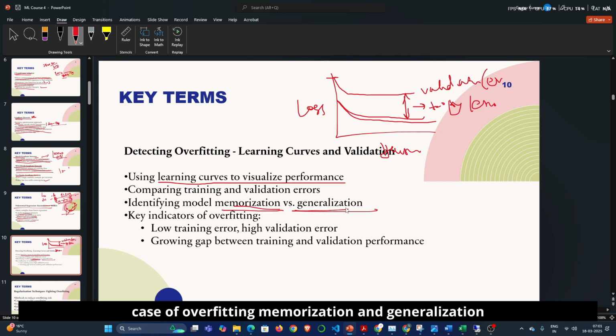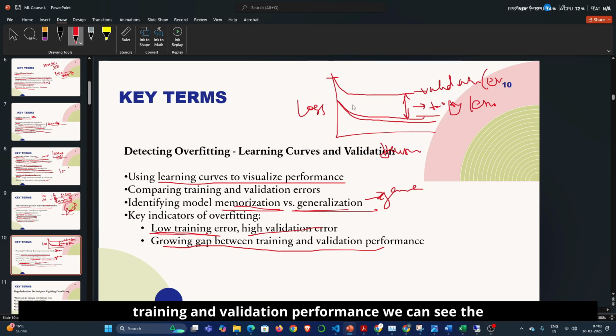Memorization and generalization. We always need generalized models. And how can we do it? We can use regularization. If we introduce a penalty, the chances of overfitting will be less. So low training error, high validation error, as I've shown you. We can see a growing gap between training and validation performance.